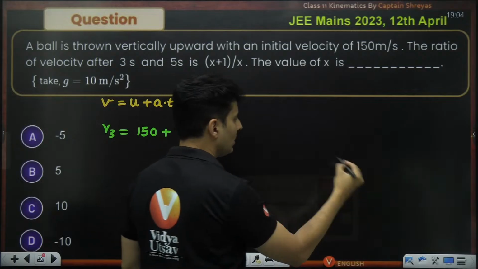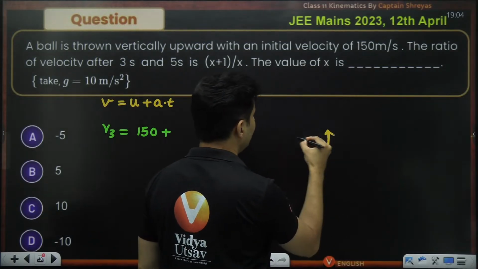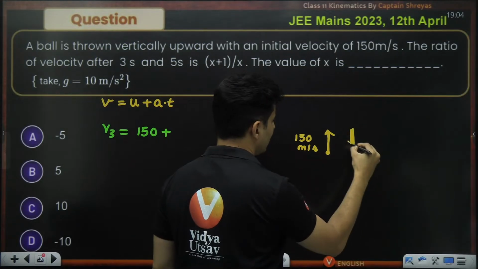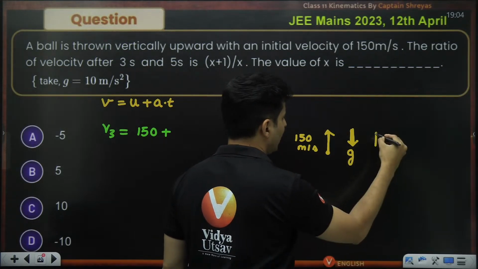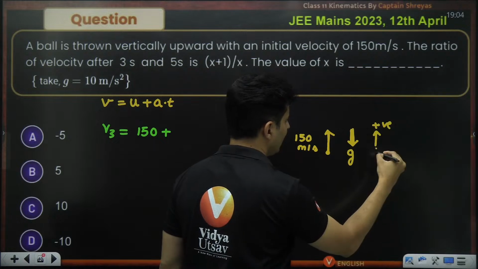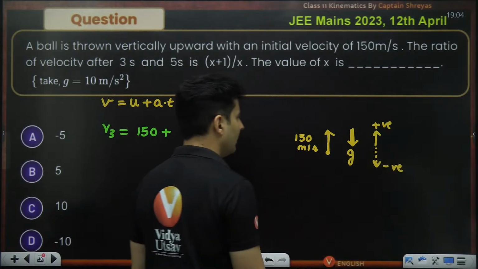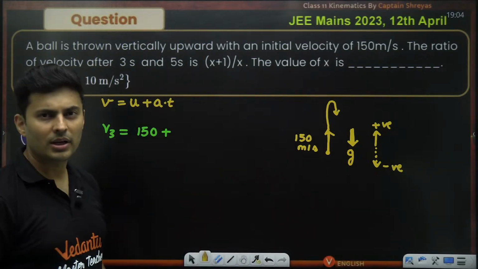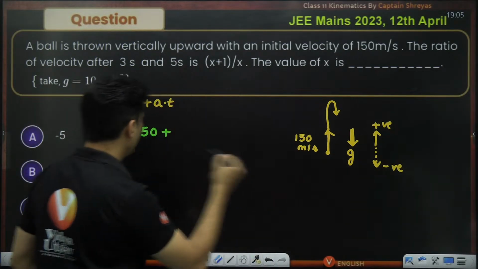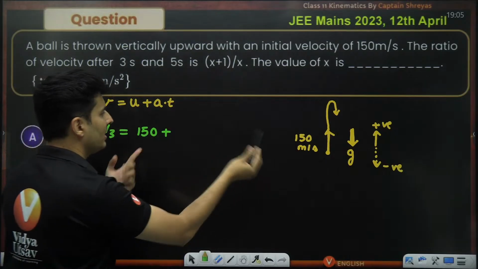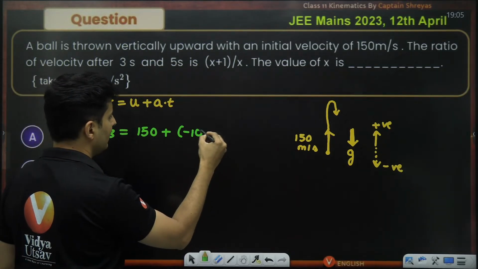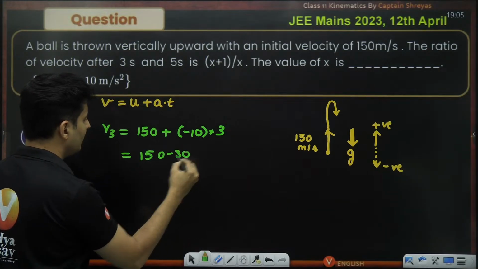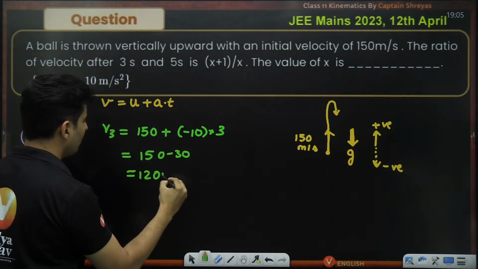Acceleration, now please visualize this. My velocity is 150 meters per second. Acceleration is downwards. I can take upward direction as positive. Naturally, downwards will be negative. So the ball will go up like this, maybe. That is how the ball is going up and down. Anyways, so now final velocity, I don't know. Initial velocity is 150. Acceleration is minus 10. Time is 3 seconds. So it will be 150 minus 30, which is 120 meters per second.